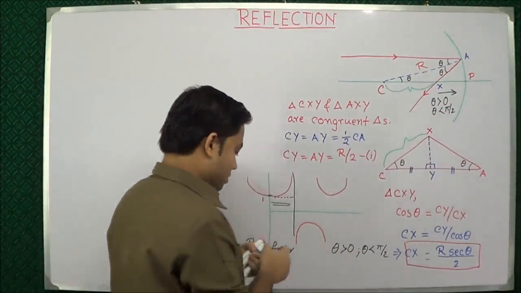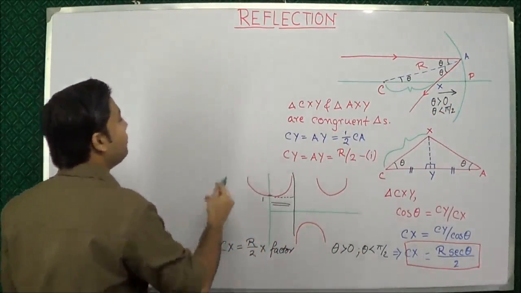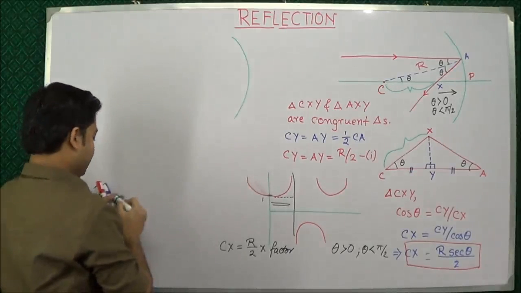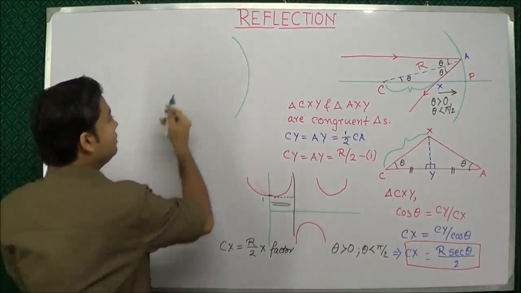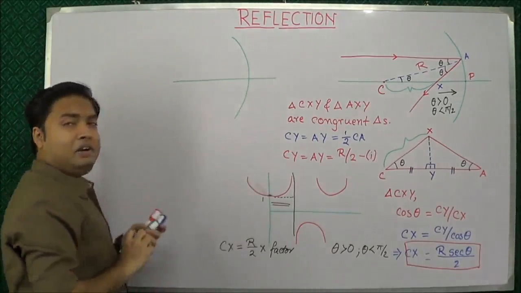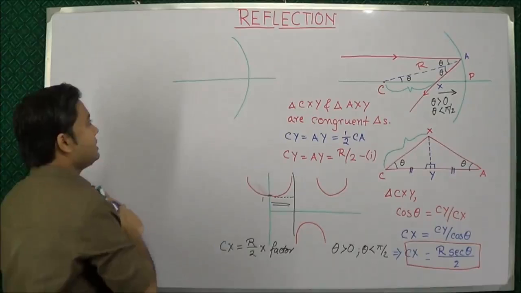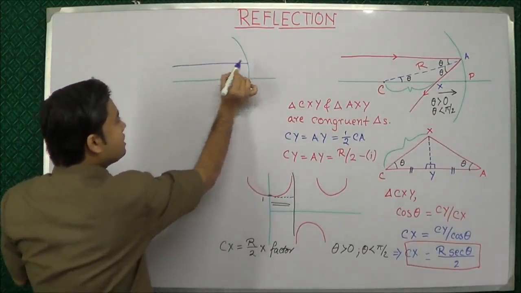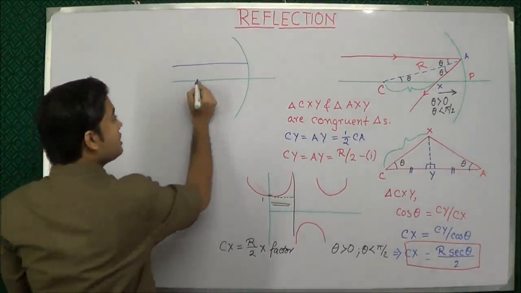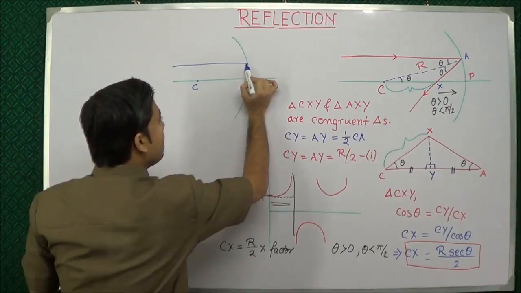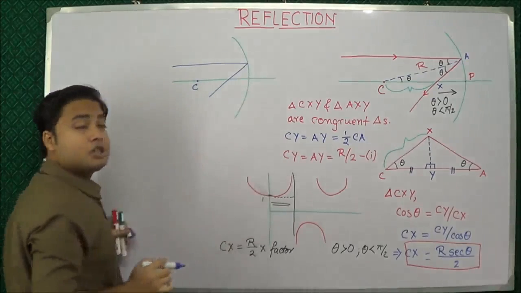And when this particular scenario evolves, we will be seeing that any number of rays, say for example this particular ray coming parallel, say this is C, the center of curvature, and it passes through this point.